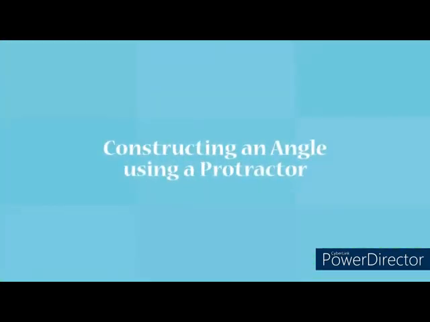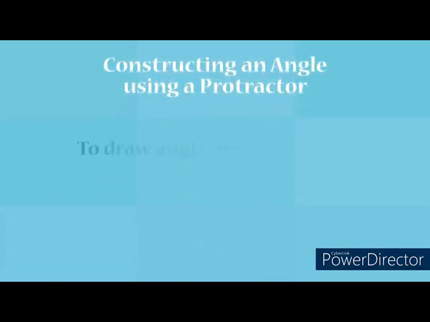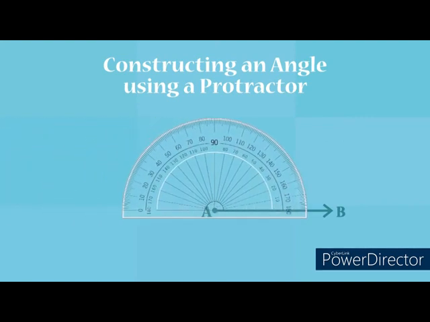Dear students, now we are going to construct an angle using a protractor. Your question is, draw an angle measuring 120 degrees. First of all, we have to draw a ray named AB, so that we can easily draw. Then place a protractor on top of it, with the center of the protractor on the vertex A. Then make sure that they are parallel to each other.